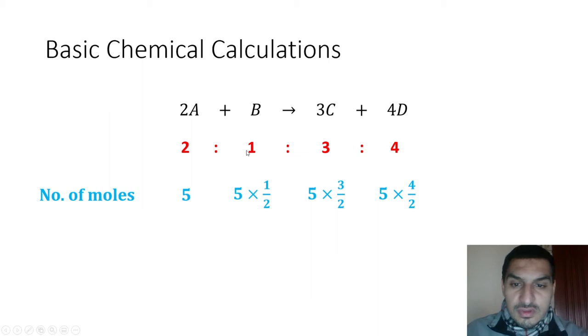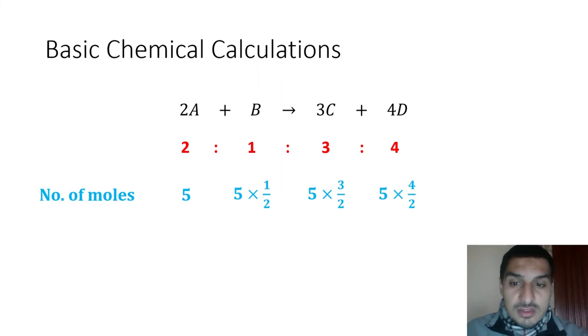This is 5, it's like a cross multiplication. This equals this multiplied by this divided by this. 5 multiplied by 1 divided by 2. 5 multiplied by 3 divided by 2, 5 multiplied by 4 divided by 2. These are the numbers that I got. And it's important to keep in mind that these are ratios in moles, not ratios in masses. So if I know the mass of one of them, I cannot use it directly to get the mass of the rest of the components.